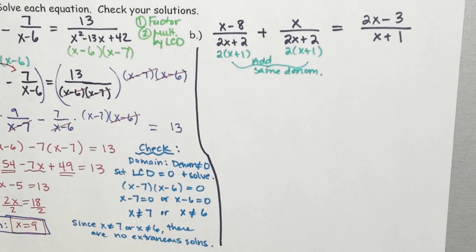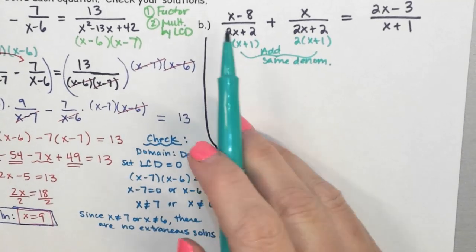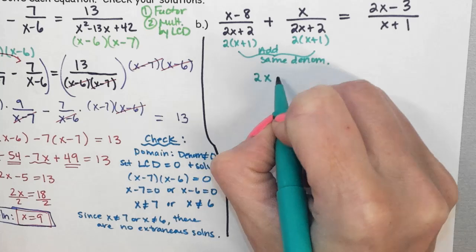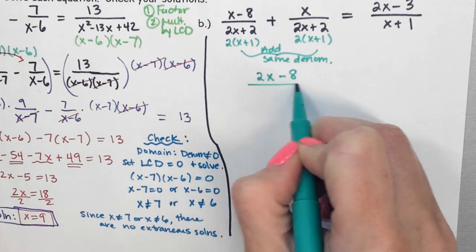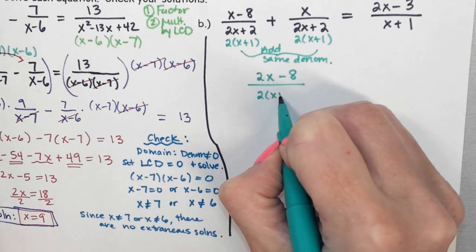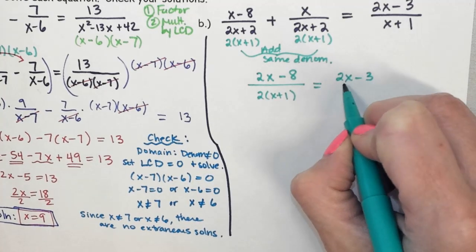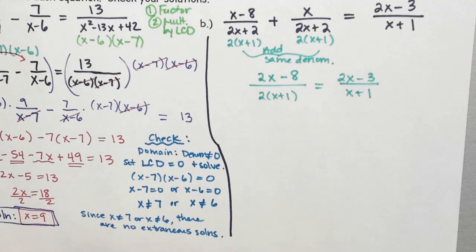You can only do that if you have the same denominator. If you don't, then you'll just be multiplying each side by the LCD. So if I add x plus x, I'm going to get 2x minus 8, and that's over 2 times x plus 1, and that equals 2x minus 3 over x plus 1. So your first step is to factor, your second step is to multiply by the LCD.